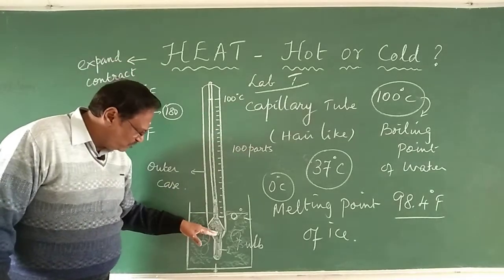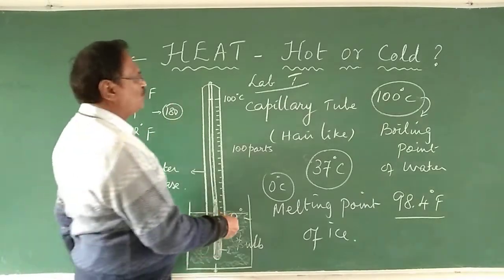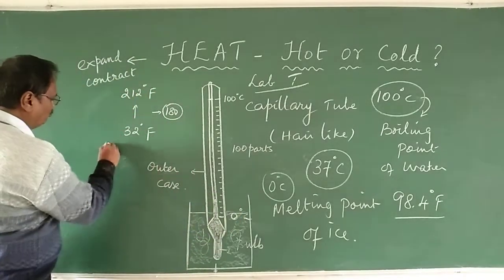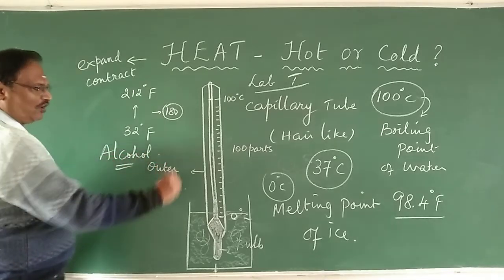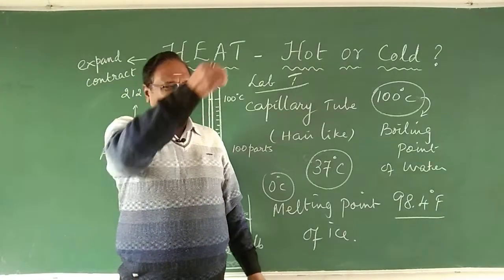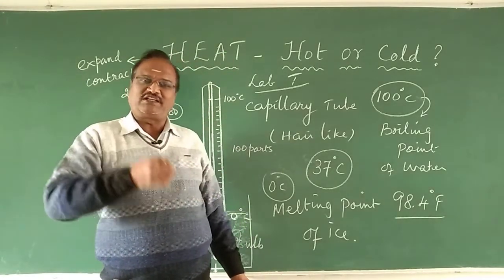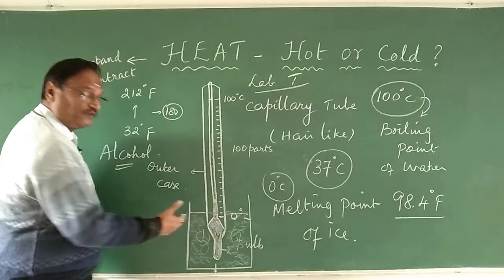And the liquid we use is mercury, but mercury is very costly, so nowadays we also use alcohol in the laboratory thermometer. Alcohol is red in color. Some of the thermometers nowadays you get with alcohol. It is cheap, it is not so costly, whereas mercury is very costly.